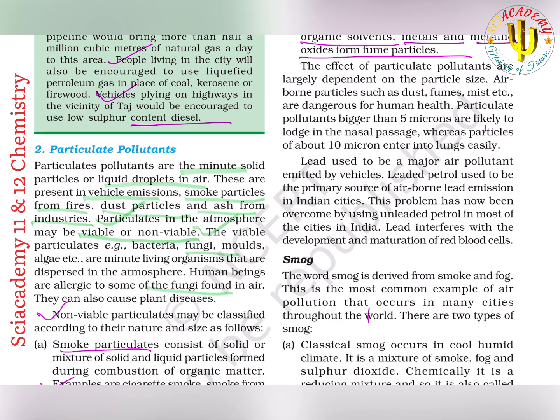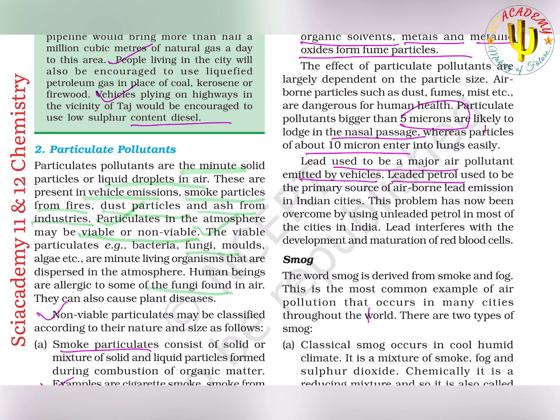The effect of particulate pollutants is largely dependent on the particle size. Airborne particles such as dust, fumes, mist, etc., are dangerous for human health. Particulate pollutants bigger than 5 microns are likely to lodge in the nasal passage, whereas particles of about 10 microns enter into lungs easily. Lead used to be a major air pollutant emitted by vehicles.